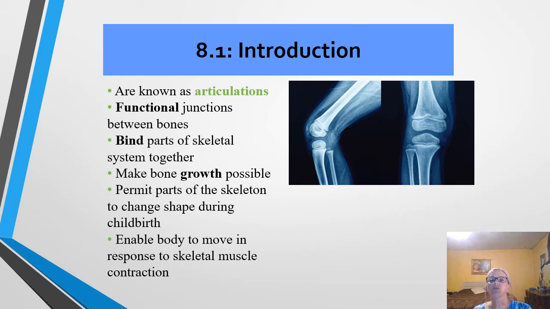These connect the skeletal system, allow growth, movement, and adjustment to things like childbirth. Joints bind bones, allow bones to grow, and allow body parts to move. That's another way we can say that. They vary by structure and function and are classified by the type of joints that connect bones together.